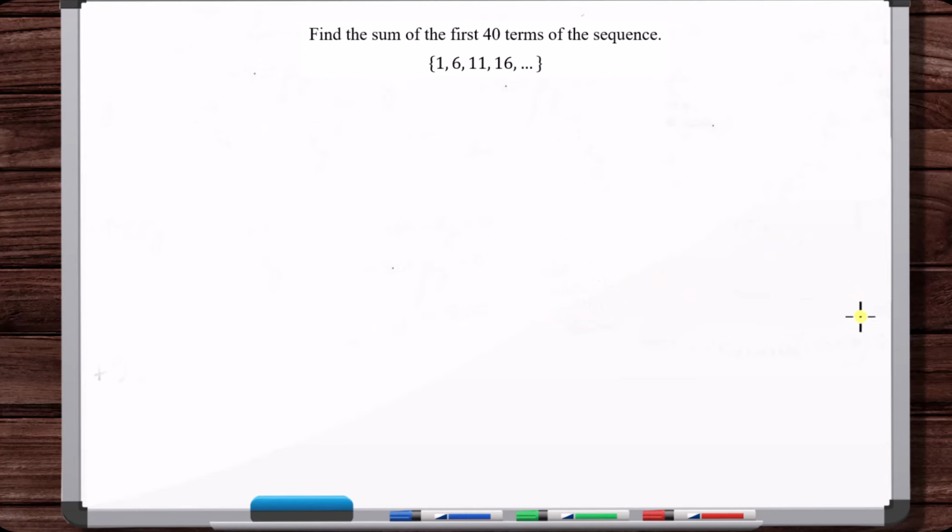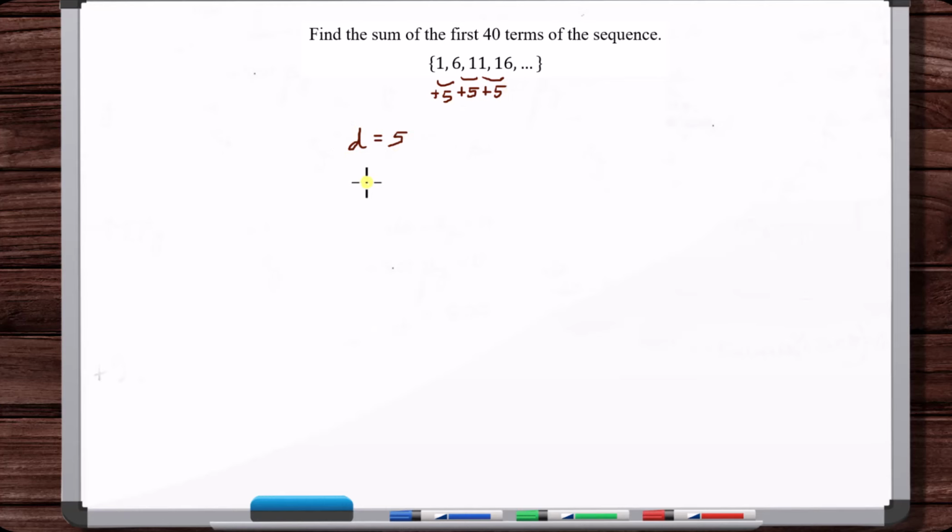Okay, so find the sum of the first 40 terms of this sequence. They don't tell us it's arithmetic, but let's see. Going from 1 to 6, you add 5. 6 to 11, you add 5. 11 to 16, you add 5. So this is going to be an arithmetic sequence, and we know that d is equal to 5.